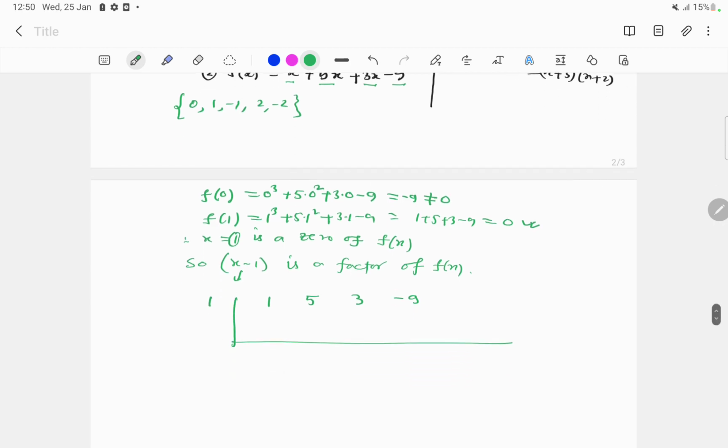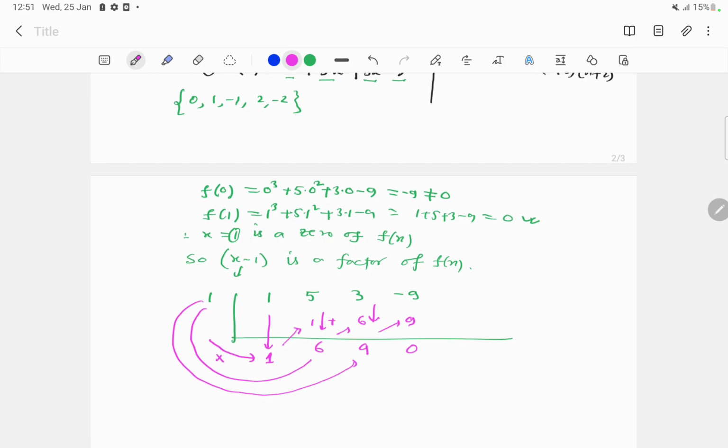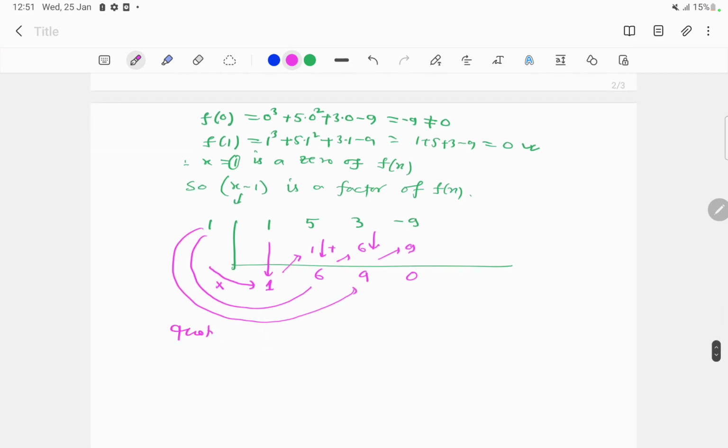Once you have that, for this factor the zero 1 goes here. I immediately bring down the 1, then multiply and put it here. So 1 times 1 is 1. 5 and 1 you add, then you get 6. Then again multiply, 1 times 6 is 6. If you add, you get 9. Then again multiply and put it here, so 9 minus 9 gives 0. So the quotient is x squared plus 6x plus 9.